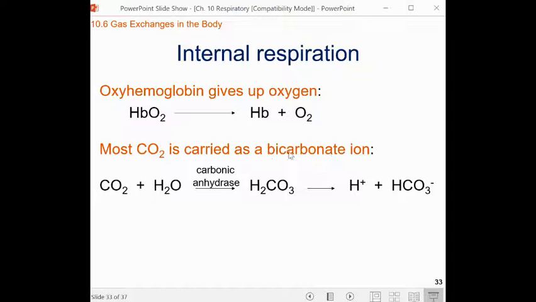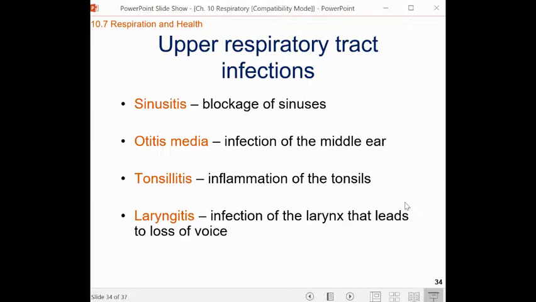As carbon dioxide begins to build up in the bloodstream, carbonic anhydrase then converts it into bicarbonate, and most of that carbon dioxide is carried as bicarbonate through the bloodstream.